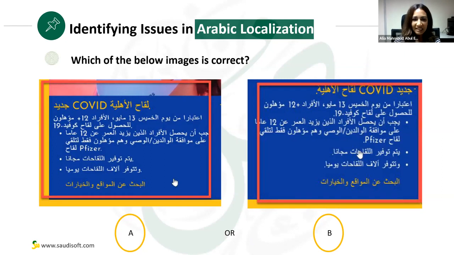For those who answered B, you are correct. As we saw previously in the last example of the Arabic localized version, as compared to the English version, all the bullet points or the icons are shifted to the right. And also the first sentence starts from the right side and not from the left side, as evident in picture A.